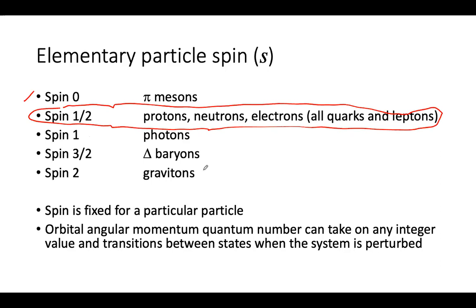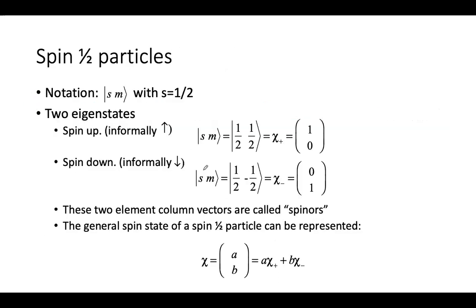Spin's fixed for a particular particle, and while the orbital angular momentum quantum number can take on any integer value, and transitions between states happen anytime you perturb it, once you got a spin fixed for a particle, because it is a particular particle, it doesn't change. Okay, so completely different from orbital angular momentum. Spin angular momentum is fixed for a particle.